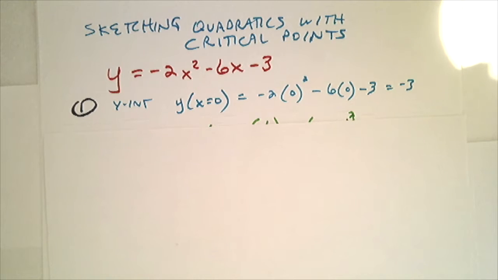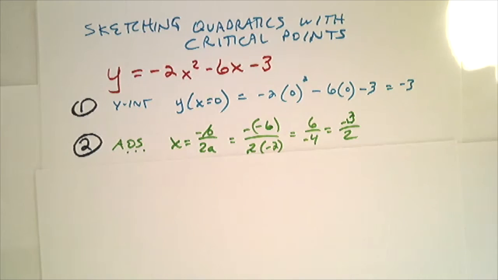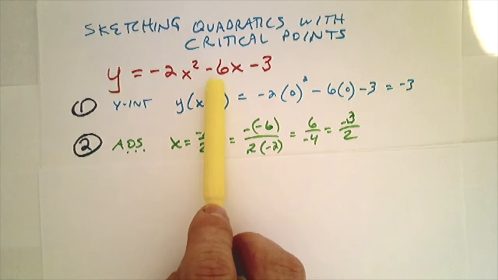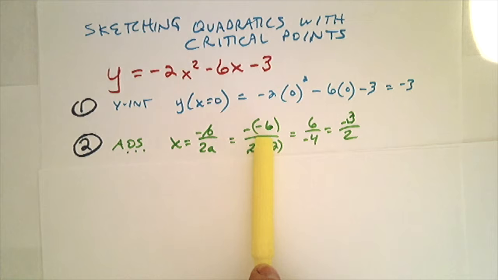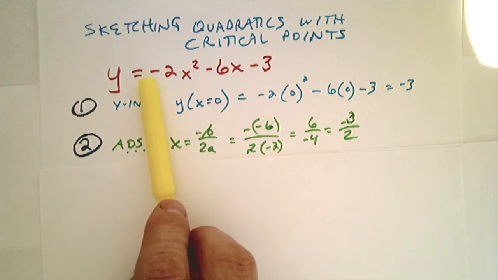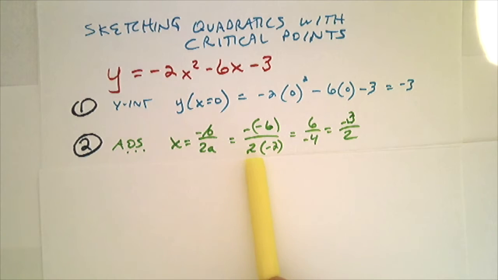Second step we take is the axis of symmetry. Determine where the parabola repeats itself. We have the formula x is equal to negative b over 2a. B is negative 6, so we put in negative 6. Then we have 2 times a, where a is the coefficient of x squared, negative 2, so it would be 6 over negative 4, which reduced is negative 3 over 2.